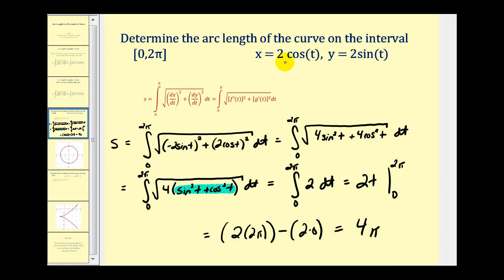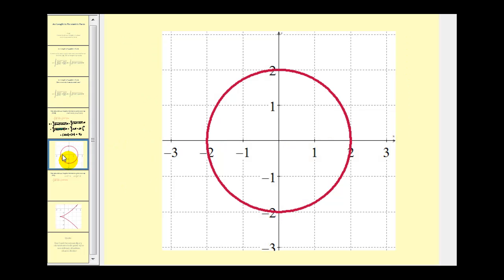Remember, if we graph x equals 2 cosine t, y equals 2 sine t, that'll give us a circle with radius 2. Let's go ahead and take a look at that. Well, here's the circle, and we just determined the arc length from 0 to 2 pi was equal to 4 pi. Well, that would just be the circumference of this entire circle. And remember, the circumference formula is c equals 2 pi r. Well, our radius is 2, so we'd have 2 times pi times 2, which is 4 pi. So we really just used the arc length formula to find the circumference of the circle, which would have been much easier just to use the circumference formula.